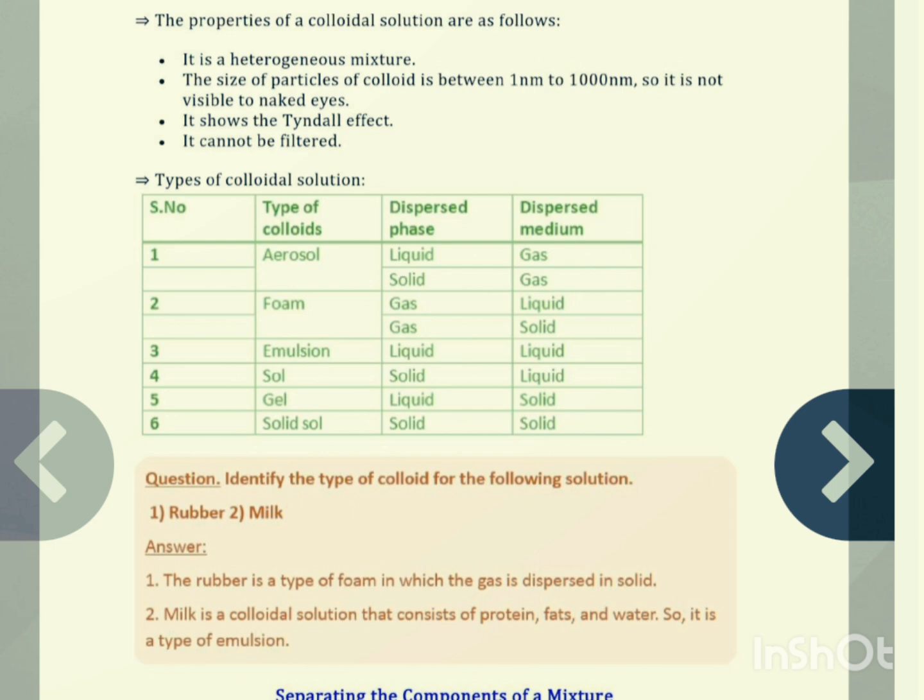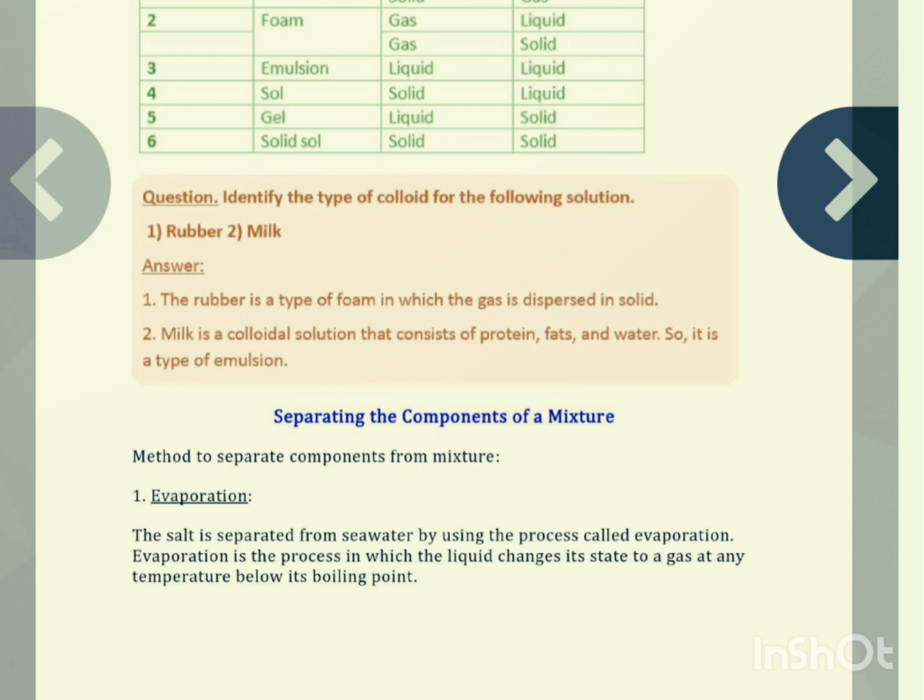So let us learn here some types of colloids. First one is aerosol. Aerosol has liquid as the dispersed phase and gas as the dispersed medium. Similarly, solid and gas. Foam has gas and liquid, again gas and solid. Emulsion, liquid and liquid. Sol, solid and liquid. Gel, liquid and solid. And solid sol, solid and solid. So these are the different types of colloidal solutions we have.